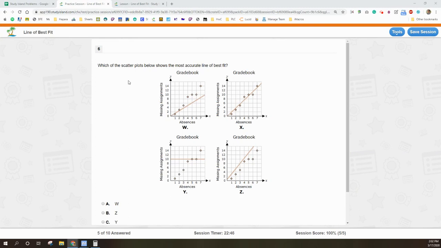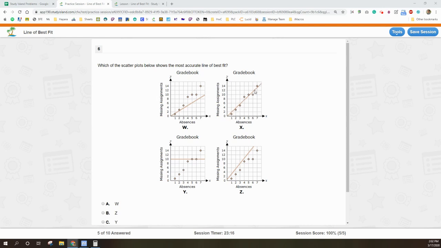Number 6. Which of the scatter plots below shows the most accurate line of best fit? We've done a few of these problems so far, so let's check them out. Here, clearly all of these data points on one side of the line make it not the best line of best fit. This one looks pretty good. For X, we see a few points on this side, then a few points on the other side, then it goes back and forth. That's what you're looking for when you're trying to find a good line of best fit: points on both sides of the line and spread out along the length of it.